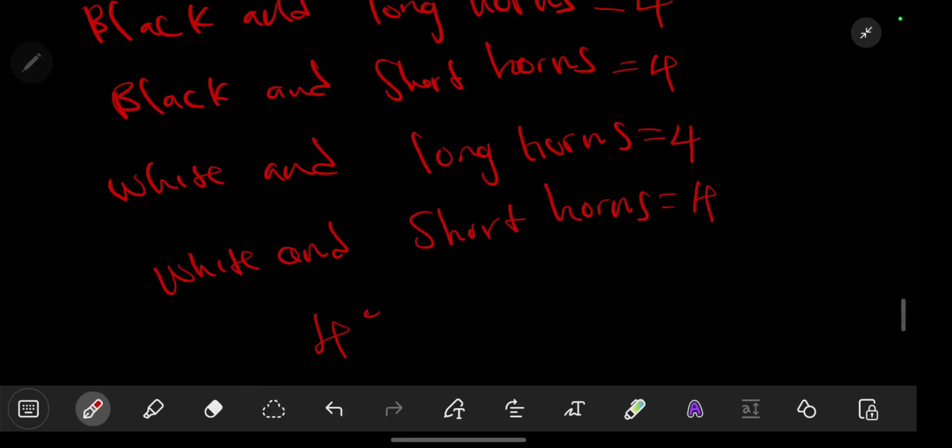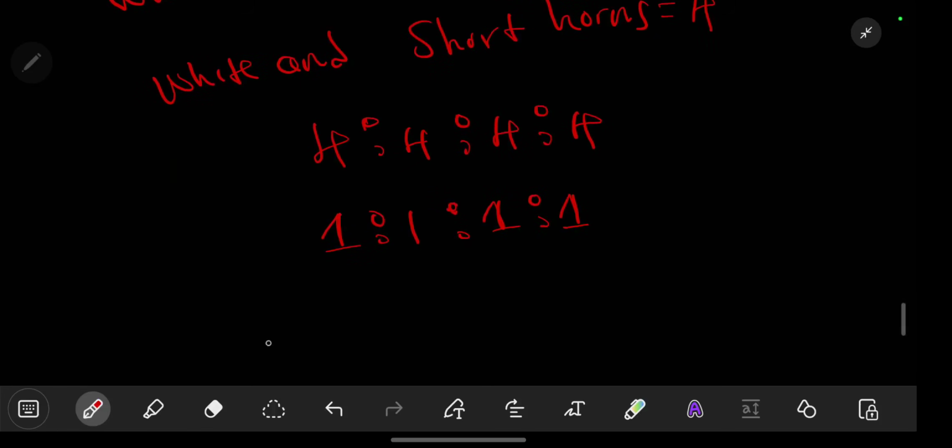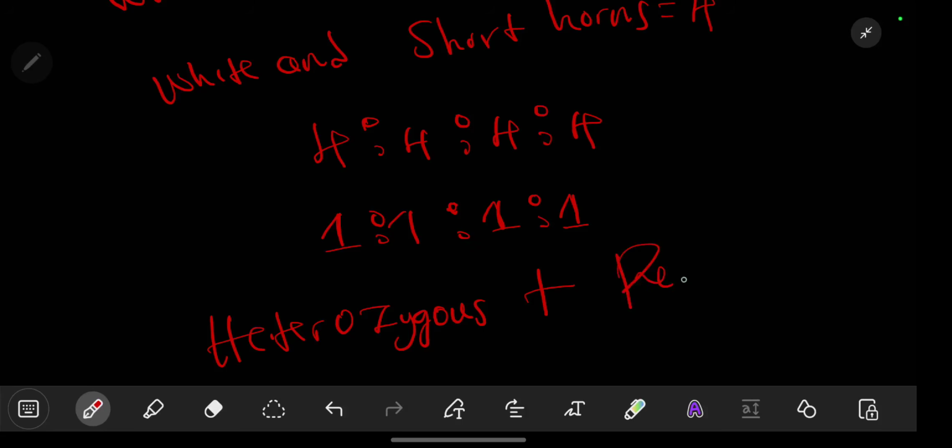So the ratio is a 4 to 4 to 4 to 4, which can be reduced if you divide 4 throughout. You're going to have a 1 to 1 to 1 to 1. So this type of ratio is found if you are combining a heterozygous plus a totally recessive, you are going to have a 1 to 1 to 1 to 1.